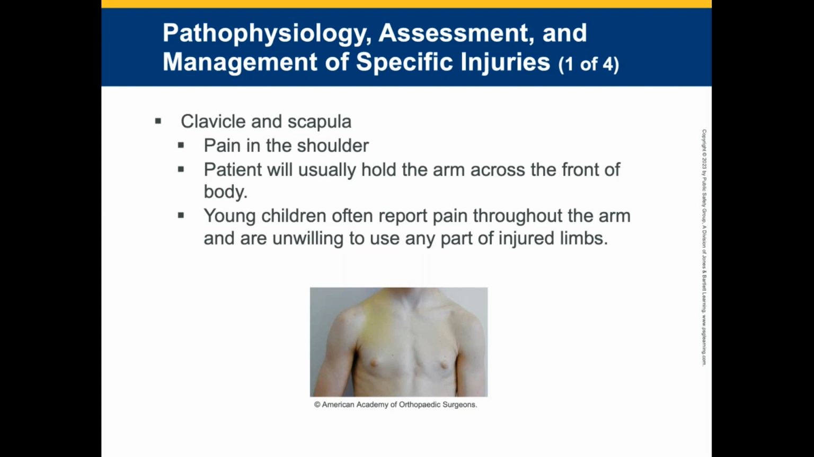As far as the clavicle and scapula go, the clavicle is one of the most commonly fractured bones. We talked about that already. Fractures in the clavicle occur most often in children when they fall with an outstretched hand. Could also occur with a crushing injury of the chest. So a patient will report pain on the shoulder, will usually hold the arm across the front of the body for that clavicle fracture. Young children often report pain as well through the arm and are unwilling to use any other parts of the limb injured.